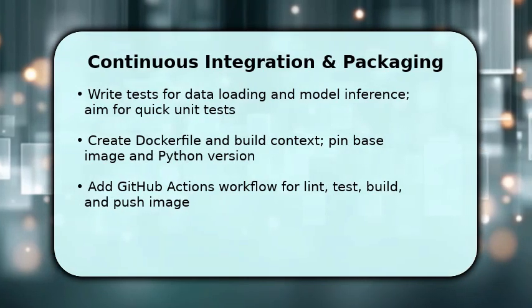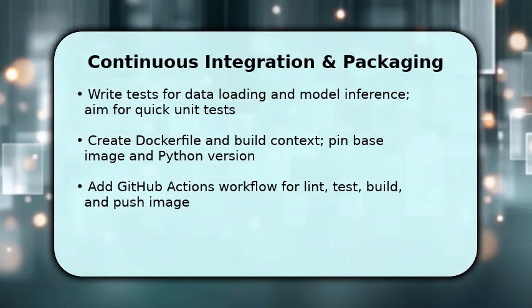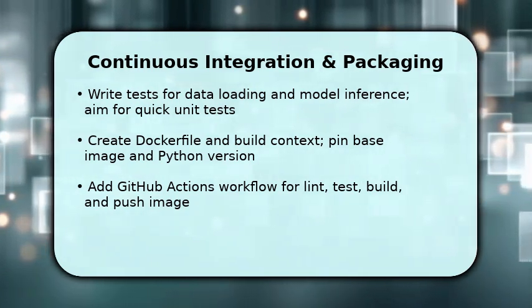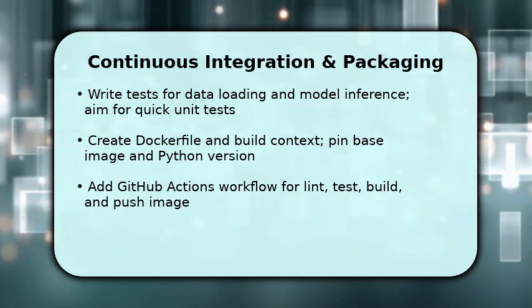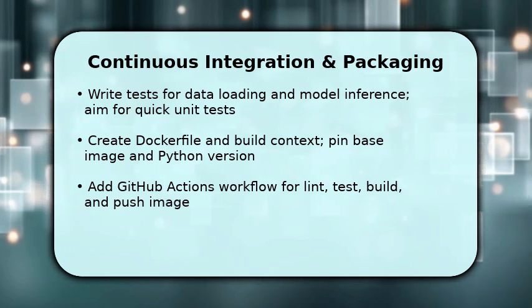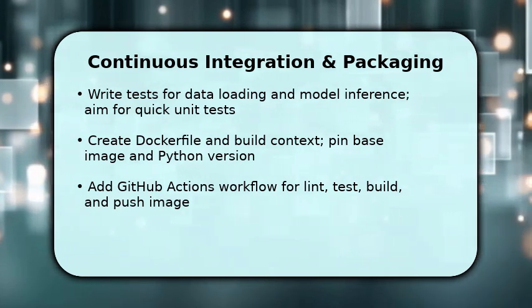Now focus on packaging and automation. Write lightweight unit tests covering data loading and a model inference path so CI runs fast. Then create a Dockerfile that pins the base image and Python version. Copy only necessary artifacts to keep the image small.